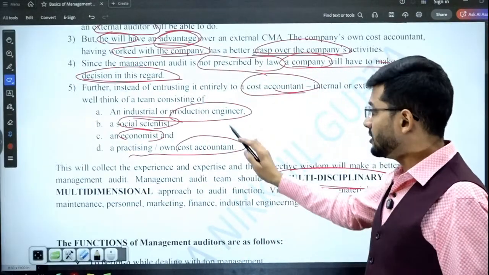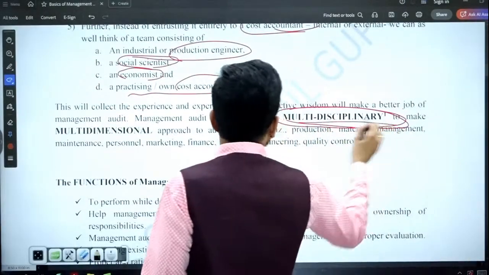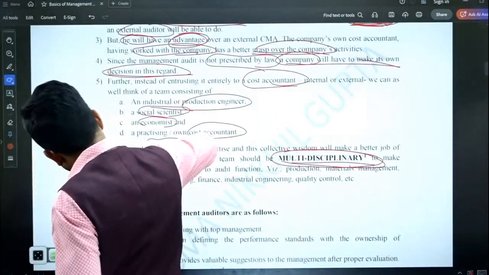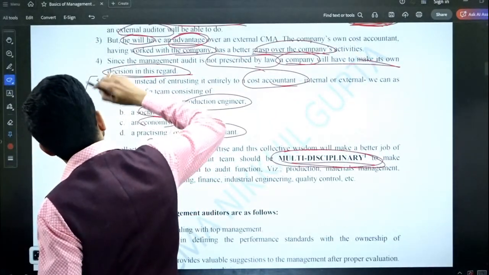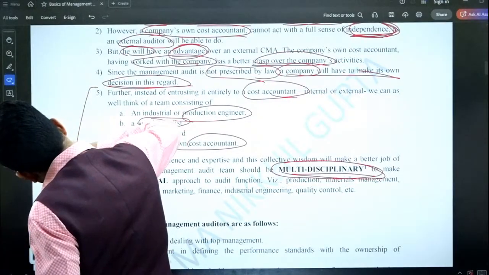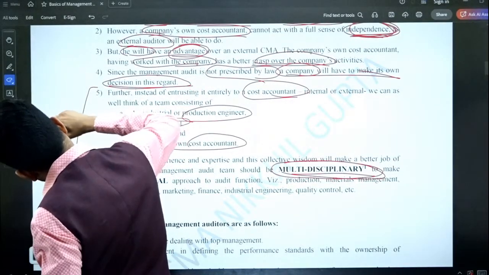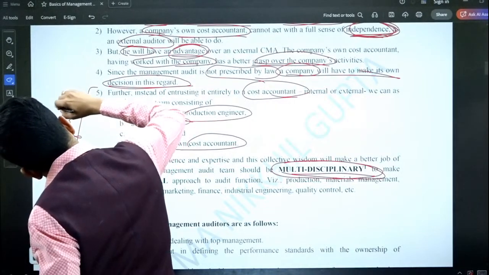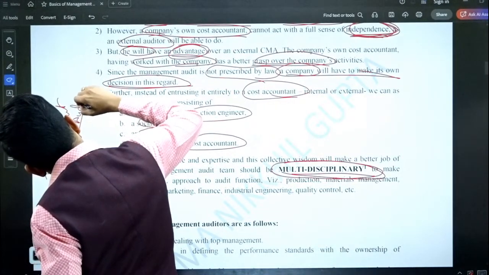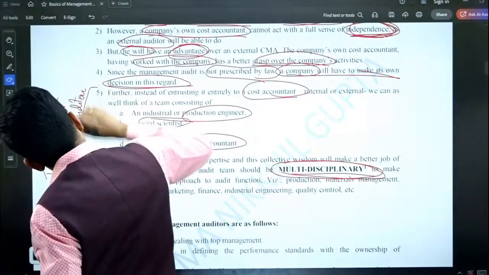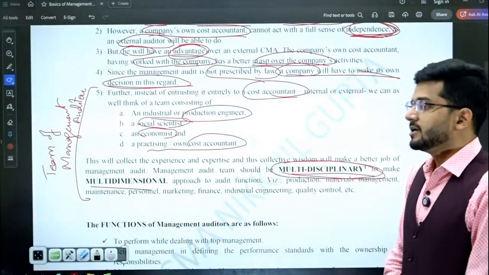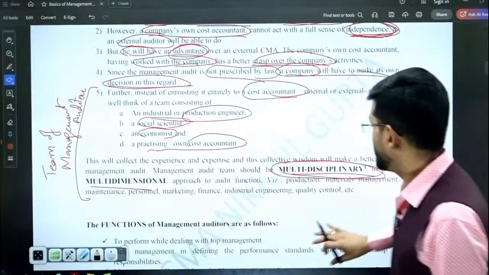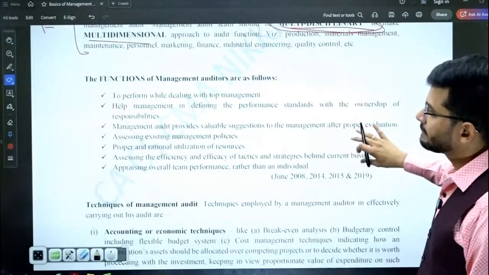So the management audit team should be multidisciplinary and multidimensional. You can write over here, team of management auditor. So who shall be a team of management auditor? That team should contain multidisciplinary people.